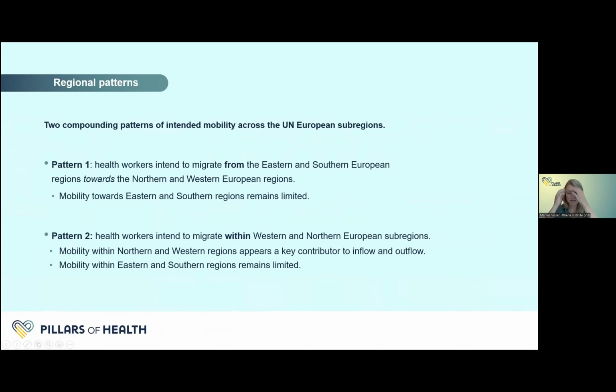So from this data of recognition of qualifications, we found two compounding patterns of intended mobility. Again, this doesn't necessarily say something about the reality of migration, but it can say something about intended mobility. We see that health workers intend to migrate from the Eastern and Southern European regions towards Northern and Western regions, and health workers intend to migrate within Western and Northern European subregions, while these Northern and Western regions appear a key contributor to the inflow and outflow. Possibly, this may be due to similarity in languages, similarity in cultures, as well as densely populated border areas, which may contribute to migration between neighboring countries.